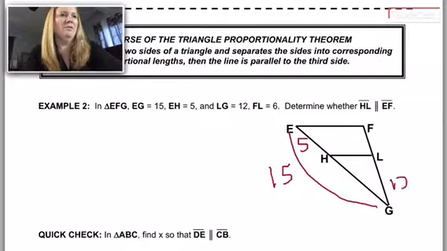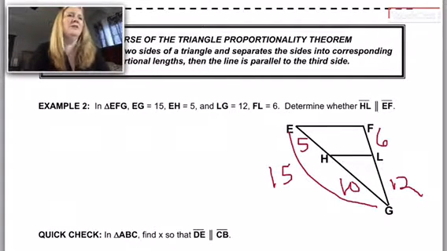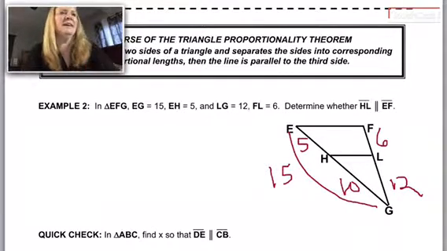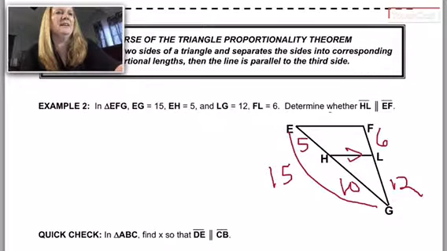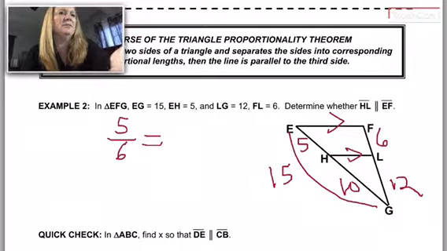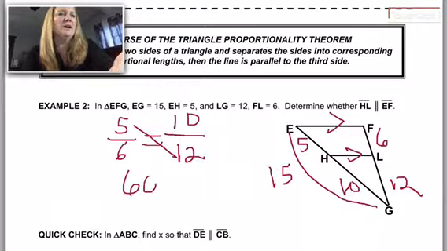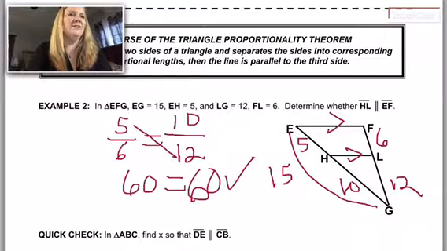LG is 12, and FL is 6. So I'm going to go ahead and put HG, 15 minus 5 is 10. And so we look and see if we have proportional segments. And if we do, then we can say that these lines are parallel. So I'm going to put 5 over 6 and see if that's equal to 10 over 12. And when we cross multiply, we get 60 is equal to 60. So yes, they're proportional. So HL is parallel to EF.